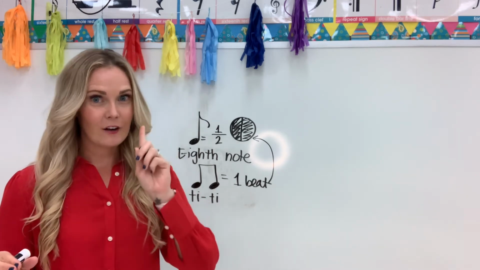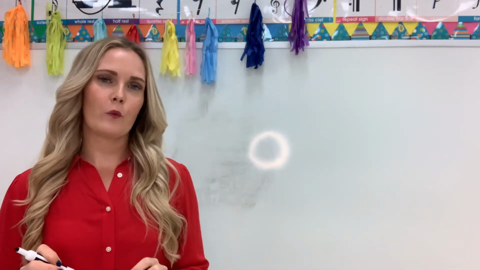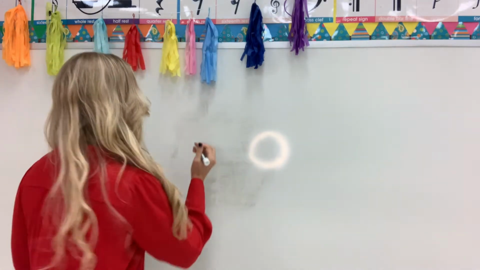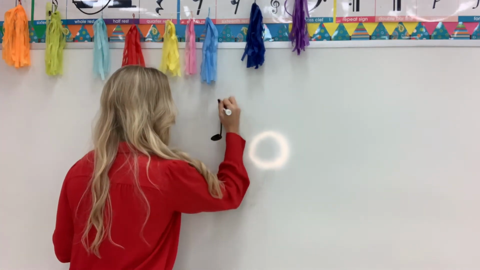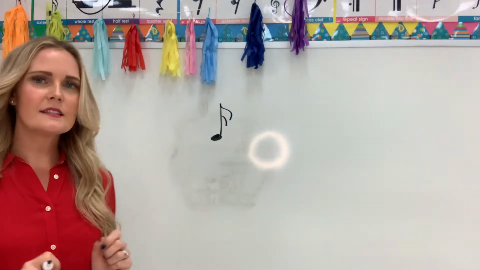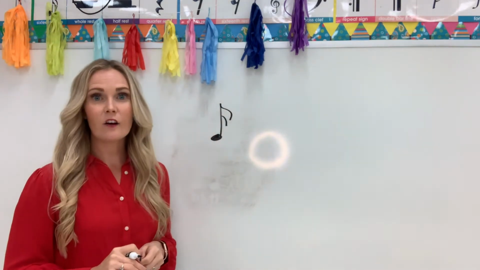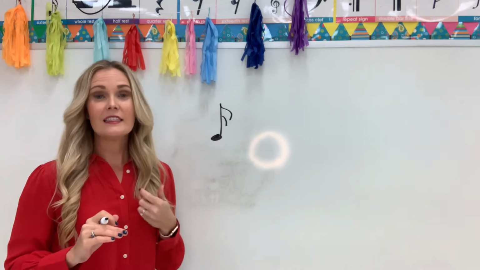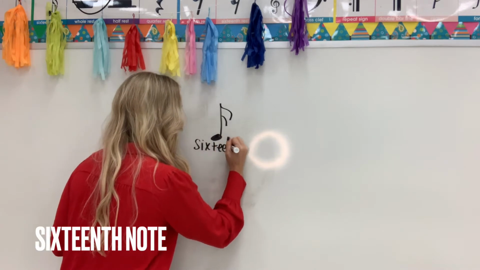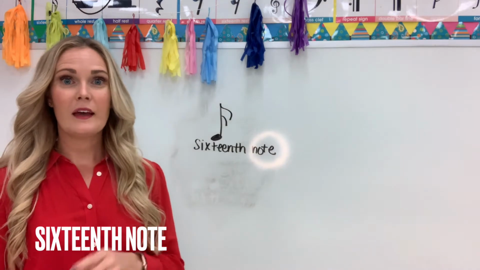But our newest note is going to be the shortest note that we learn in elementary school. First, let me show you how it's drawn when it is alone. So what do you notice about this note? It looks kind of like the 8th note, but now there is a second tail or a second flag. This note is called the 16th note. The 16th note.